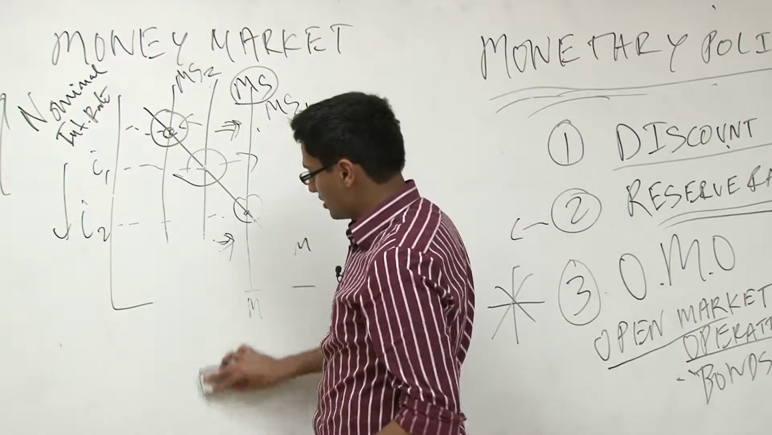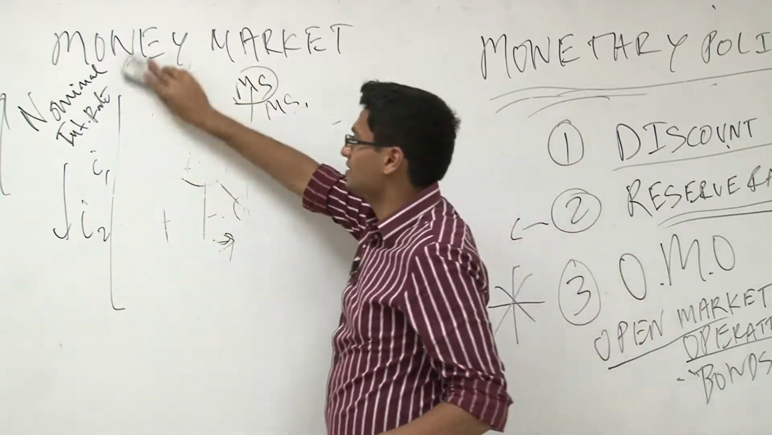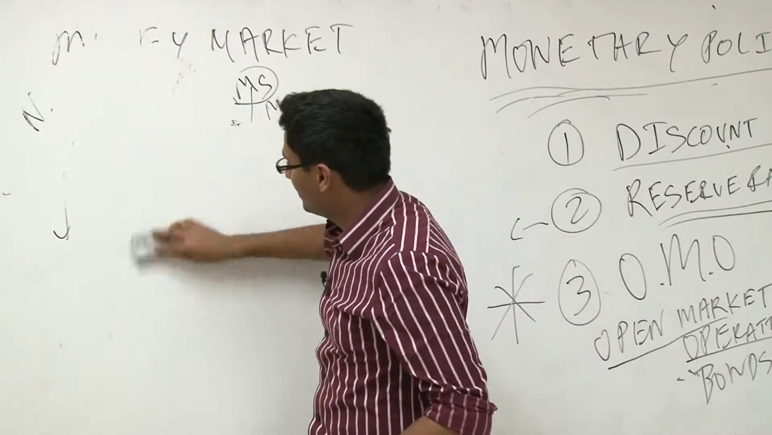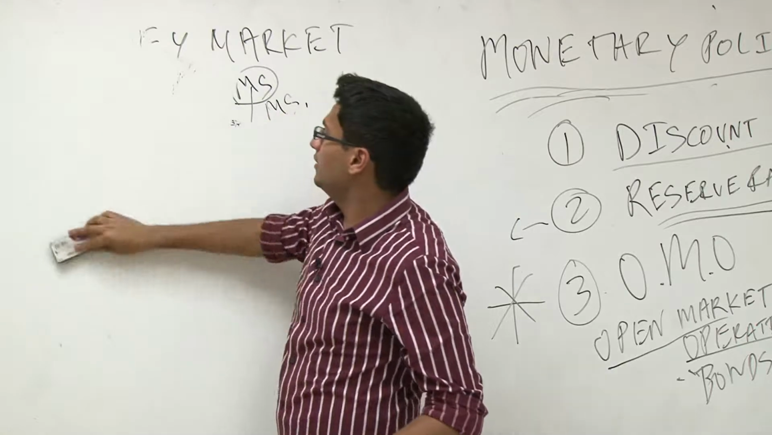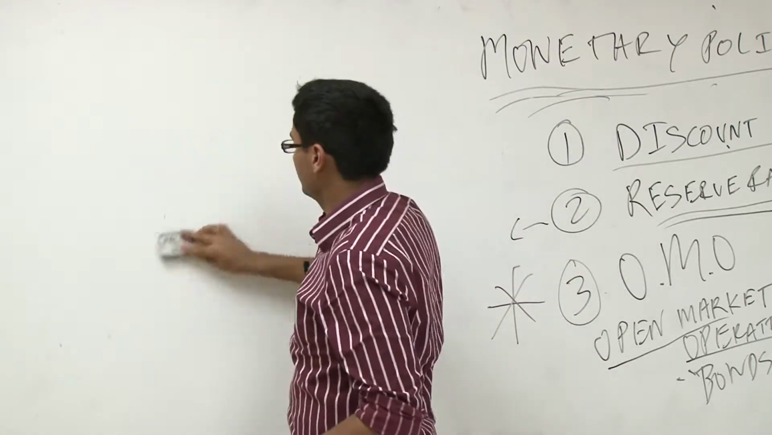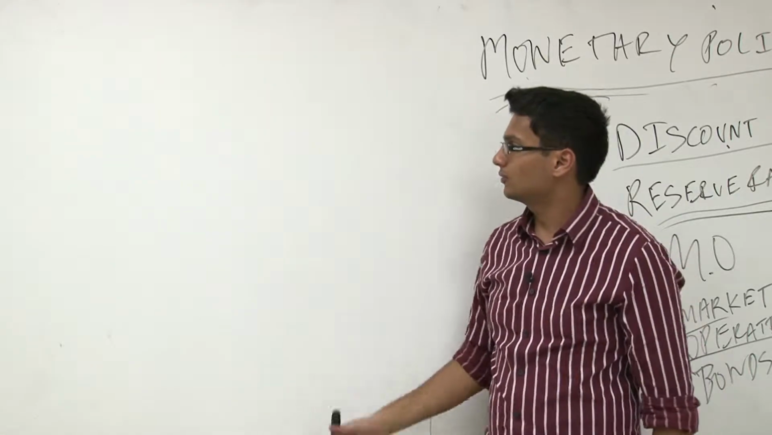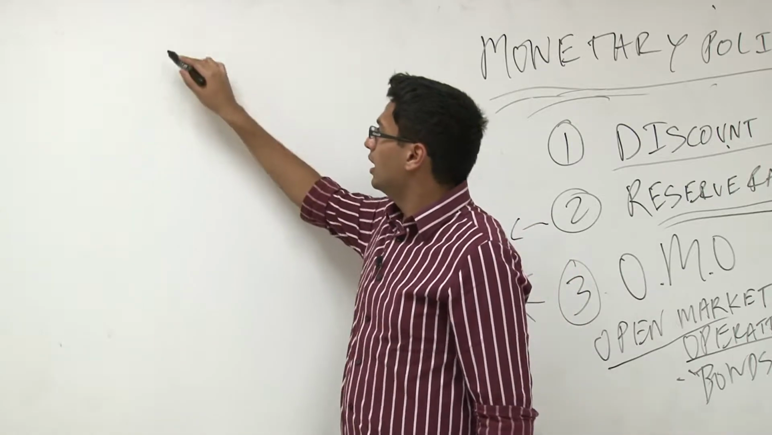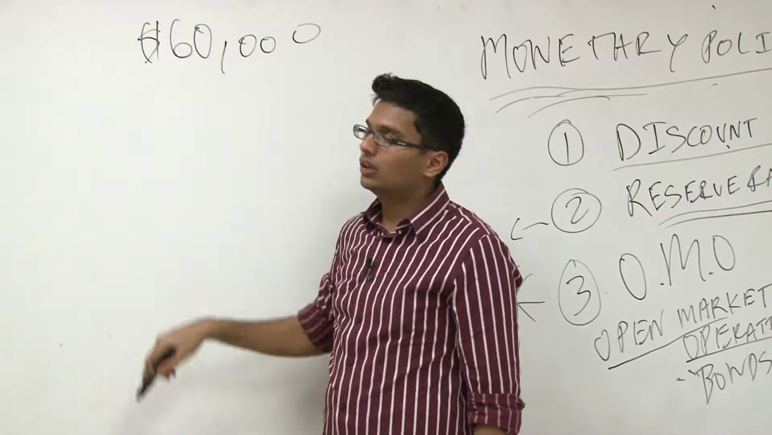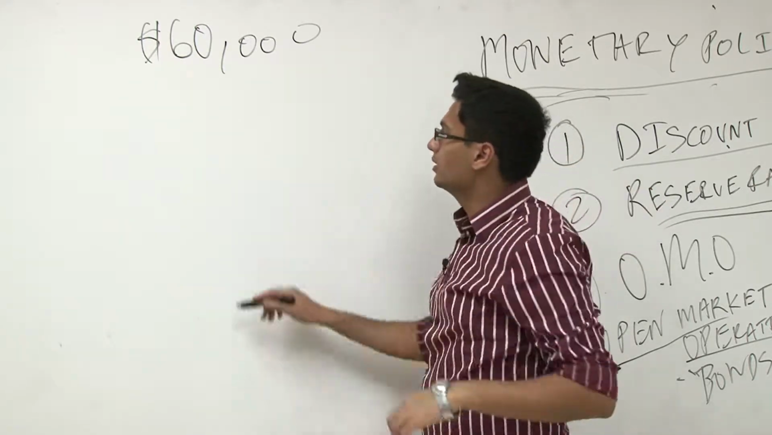Imagine yourself as Joe the Plumber, who was famous in the last election. Let's be more realistic and say that Joe the Plumber makes $60,000 a year. What he does is he takes the $60,000.